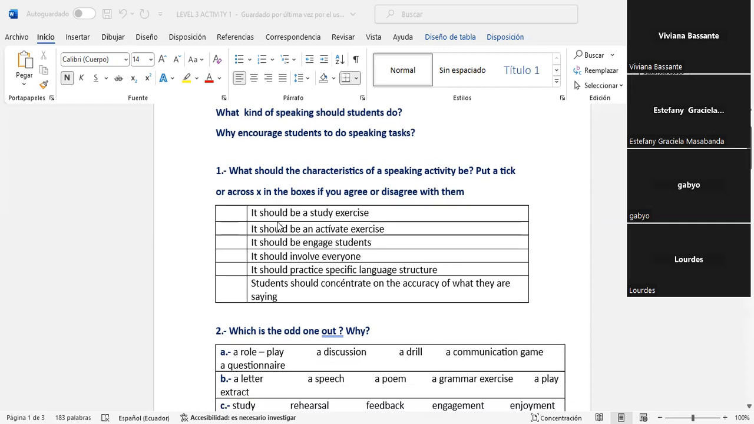What should the characteristics of the speaking activity be? Put a tick or a cross in the boxes if you agree or disagree.